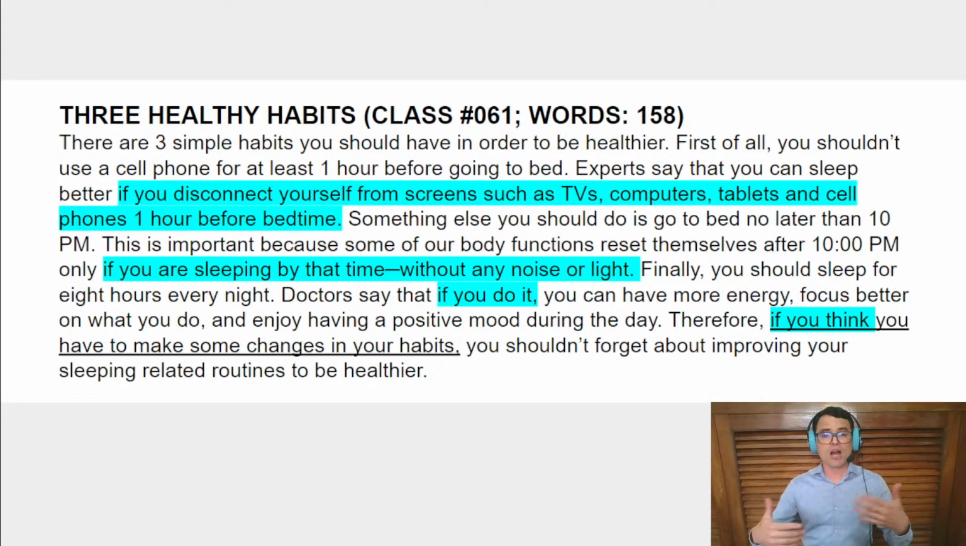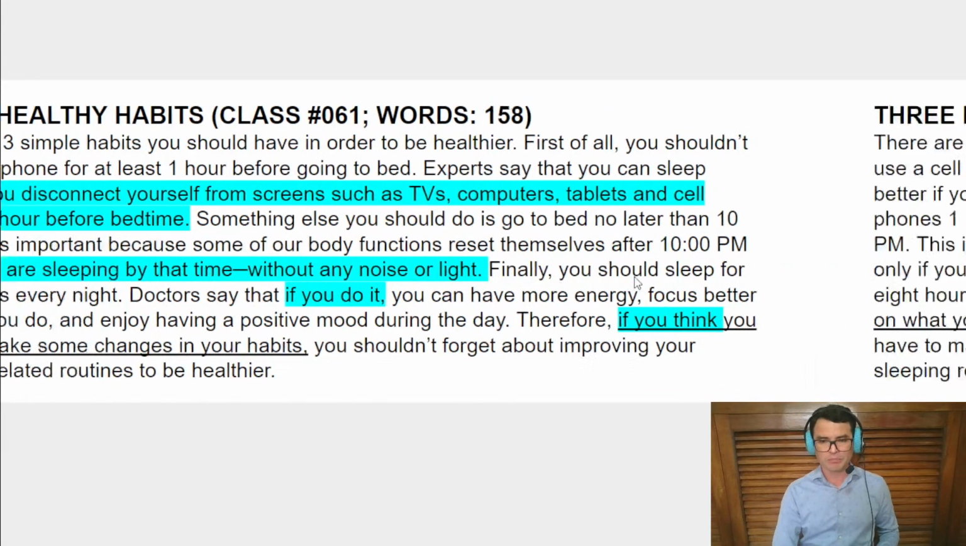Okay, so that is how you can build conditionals. If, subject, verb, and then you have a whole clause that is 50% of the sentence. And after the conditional clause or before the conditional clause, you will have the result. That is what happens. So if you want to express a condition, use if, subject, and verb.